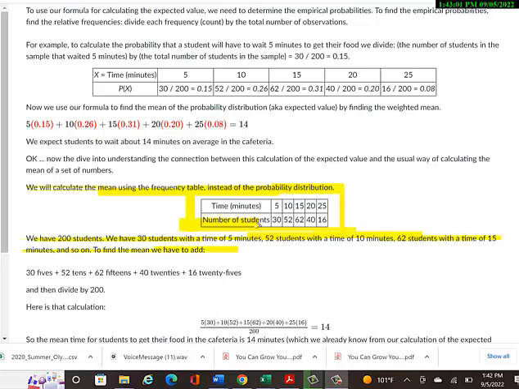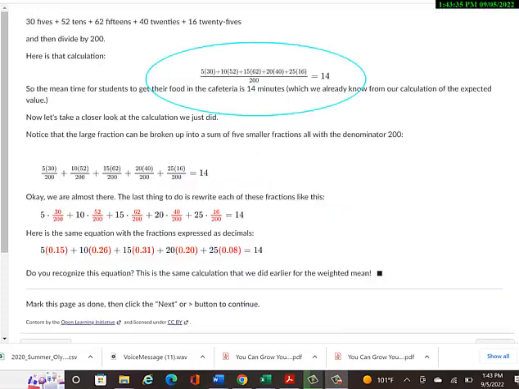To find the mean, we have to add. Okay. So we have 30 5s, and I don't mean the number 35, I mean there were 30 of the 5s, there were 52 10s, there were 62 15s, 40 20s, 16 25s, and then we divide them by 200. So we see it here in this calculation. 30 5s, multiply them. 52 10s, multiply those. 62 15s, 40 20s, 16 25s. We divide by the total number of students, 200, and we got 14.